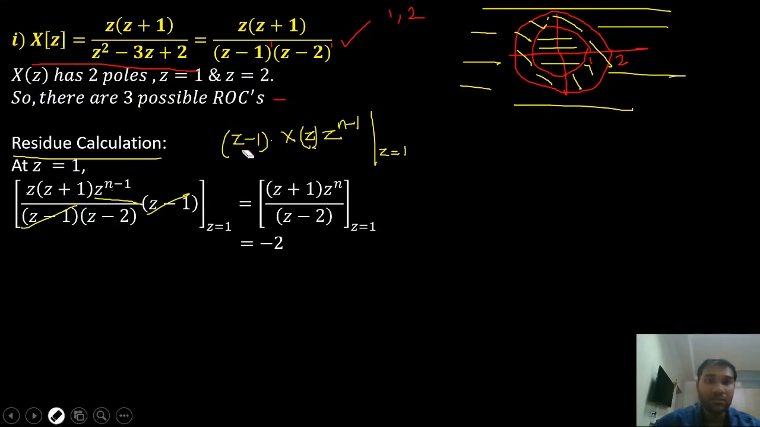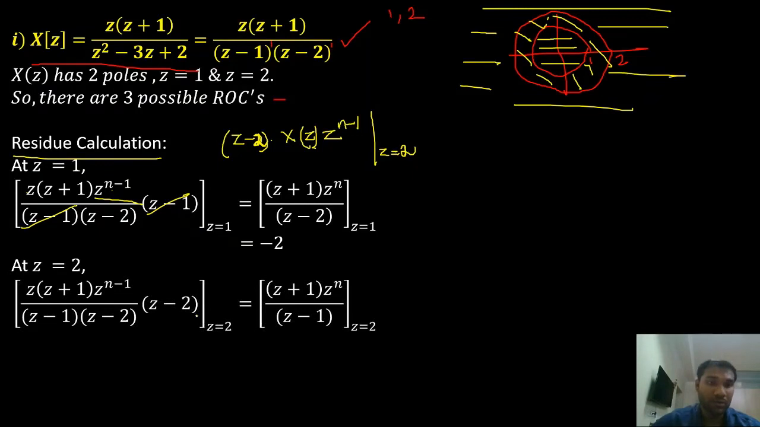Now at Z equals 2, what will happen? At Z equals 2, I multiply my X(Z) into Z to the power n minus 1 with (Z minus 2), and substitute Z equals 2. These two terms get cancelled, and in the remaining term I substitute Z equals 2. So I get 3 into 2 to the power n divided by 1. So these are the two residues I have calculated.